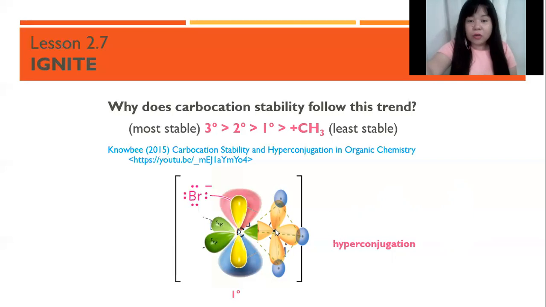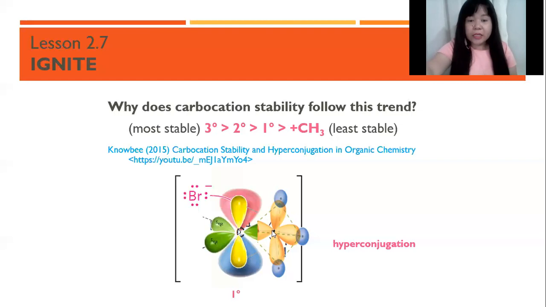And now the 2 electrons which have filled the sp3 orbitals here may now travel to the positive charge here coming from the empty p orbital. Okay, now this is just an example showing a primary carbocation. So in a primary carbocation, the carbon bearing the positive charge is attached to one other carbon.